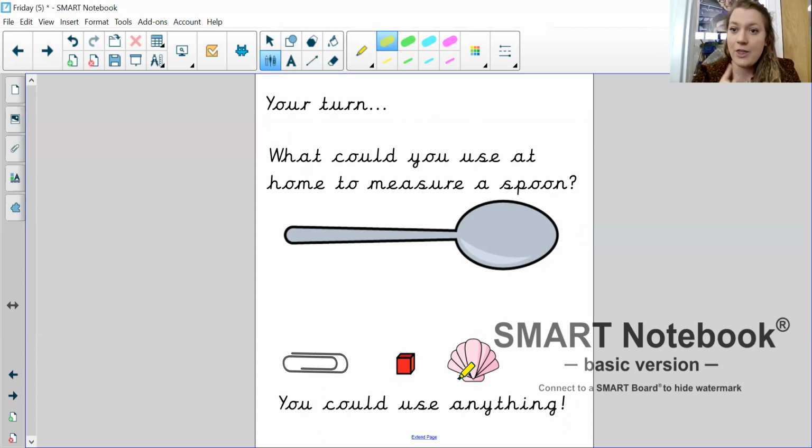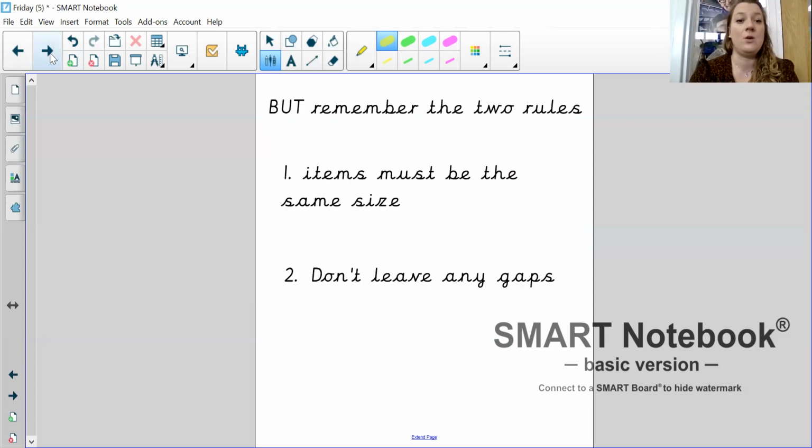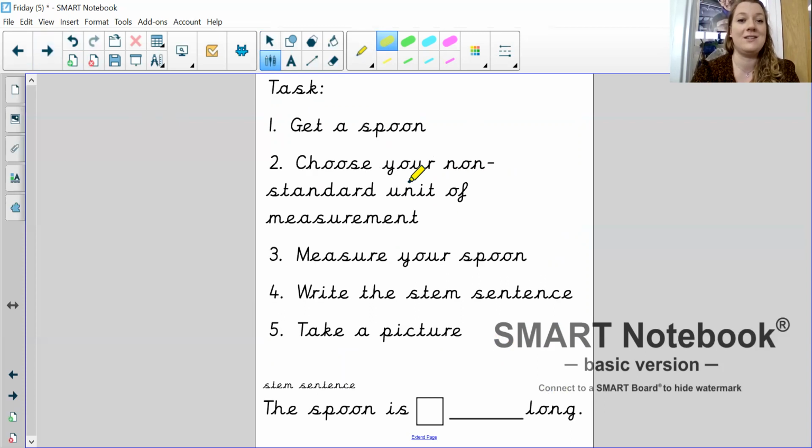But remember those important rules. All of the objects you're measuring with need to be the same size. And when you line them up, they need to be touching each other so there are no gaps. So pause the video. Oh, wait a minute. I think we've got some instructions.